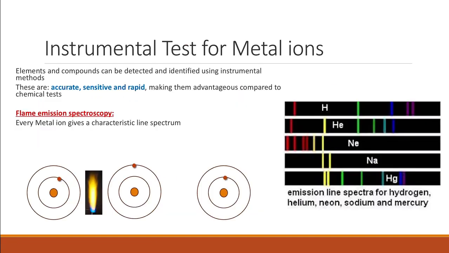Also, it's very common to ask you about the instrumental test for metal ions. Elements and compounds can be detected using instrumental techniques. Instrumental techniques are better than the chemical tests because they are more accurate, they are sensitive, and they are rapid. The name of the test that we use is flame emission spectroscopy. You just need to know the name of the test and its advantages.